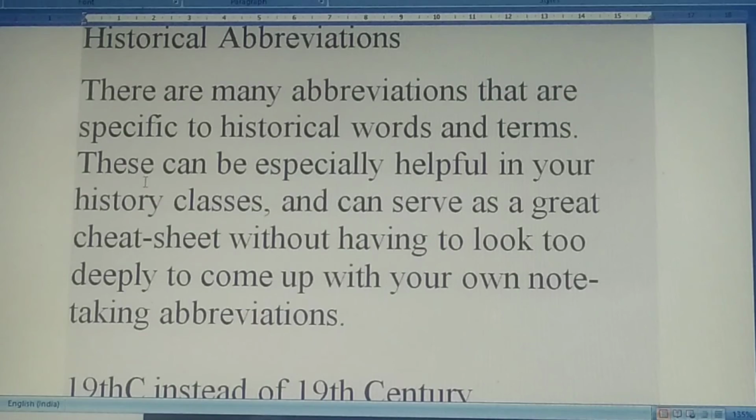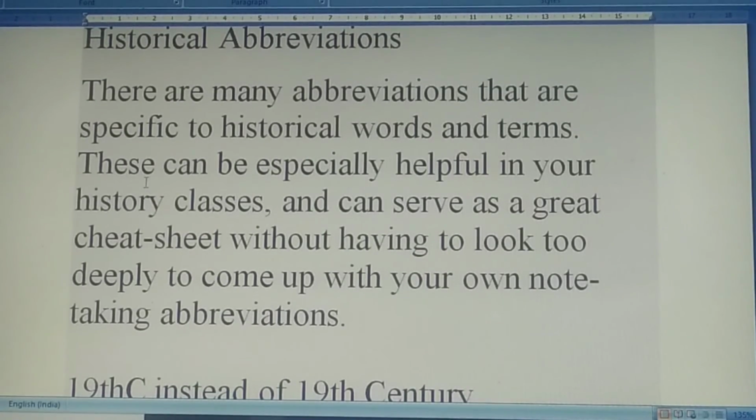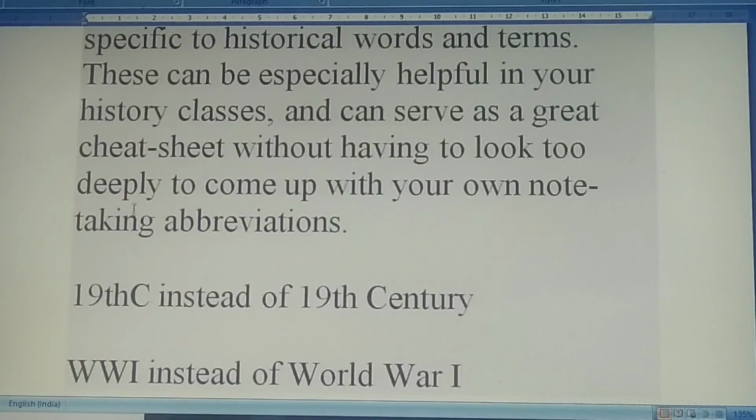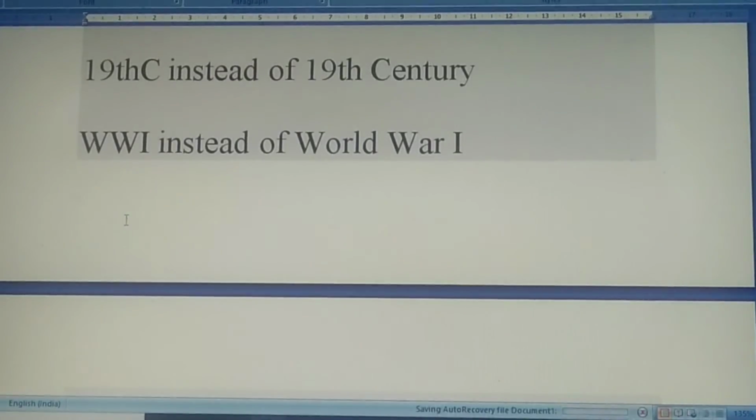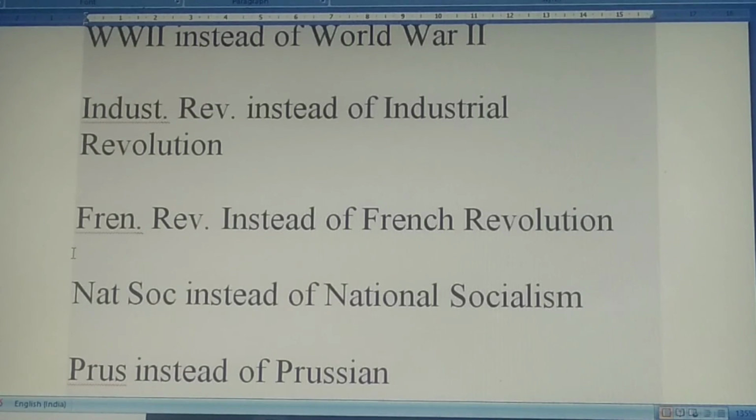Now, historical abbreviations. There are many abbreviations that are specific to historical words and terms. These can be especially helpful in your history classes and can serve as a great cheat sheet without having to look too deeply to come up with your own note-taking abbreviations. See, 19th C means 19th century. WW1 means what? World War I. Yes. WW2, World War II.